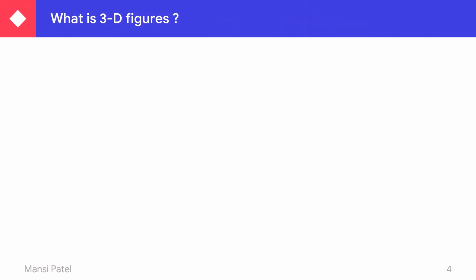Now, do you know what 3D figures are? What is the full form of 3D? If the full form of 2D is two-dimensional, then the full form of 3D is three-dimensional. The things which have three measurements are known as 3D figures.